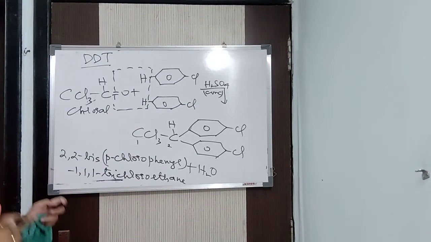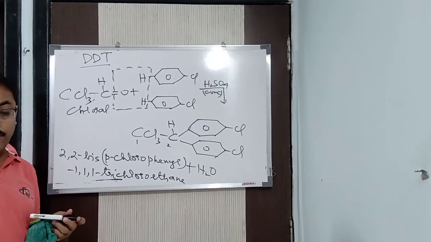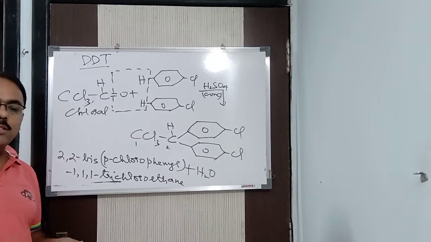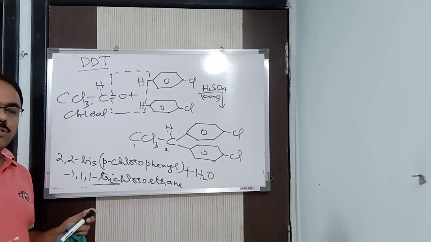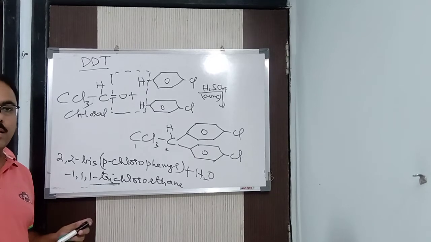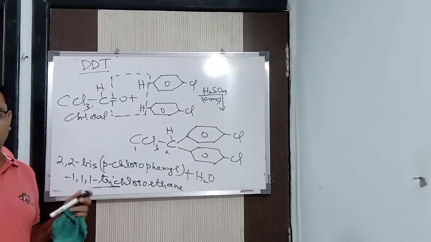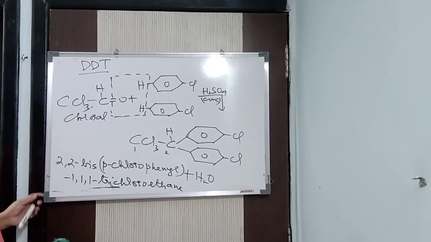This is your DDT. Now DDT is actually an insecticide. Previously it was used. Now it is no more used because it is not biodegradable. It is non-biodegradable. It is not soluble in water. It is insoluble in water. Initially it was used as an insecticide, but now it is seen that it is very hazardous, especially to animals, human beings, and mammals. Alright, so hence it is no more used, this particular insecticide.